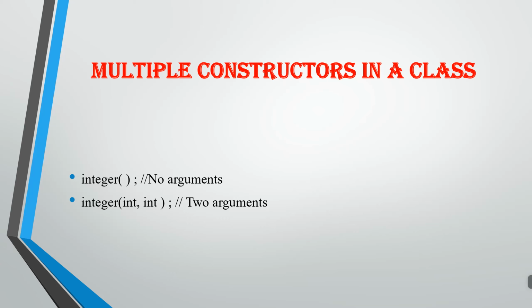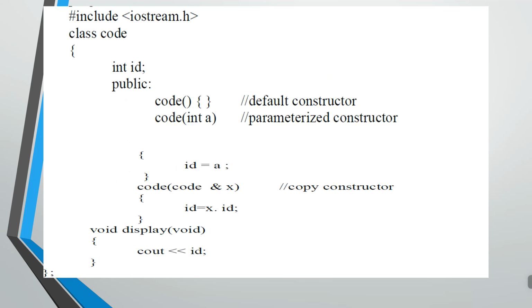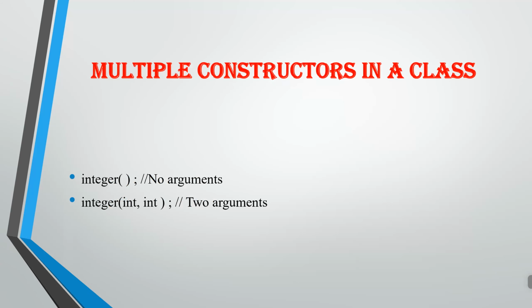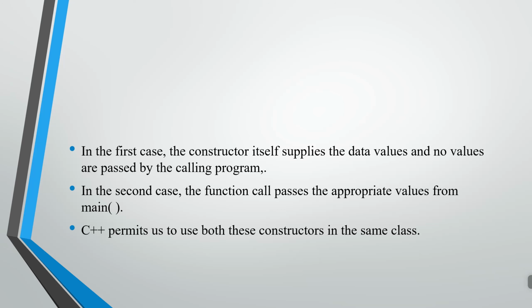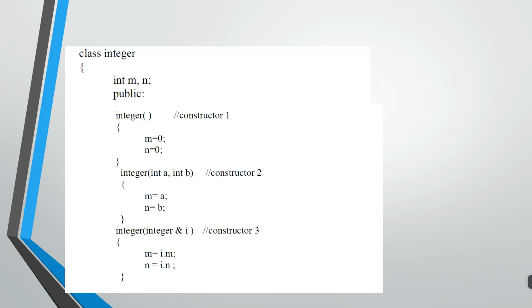This is what is called multiple constructors in a class. This is a classic example for multiple constructors. You define a default constructor, a parameterized constructor, and a copy constructor. All these put together in a single class is what is called multiple constructors. That is what is explained here.